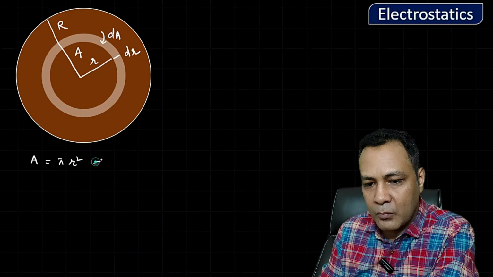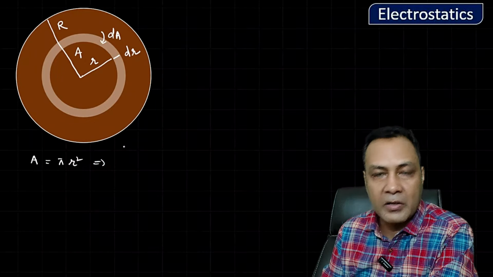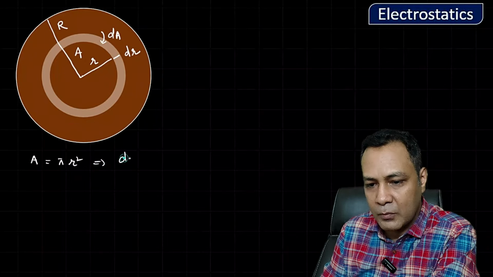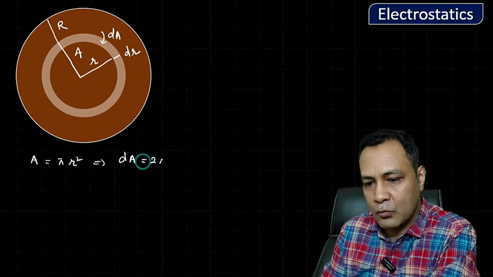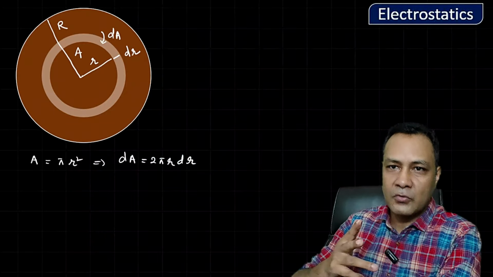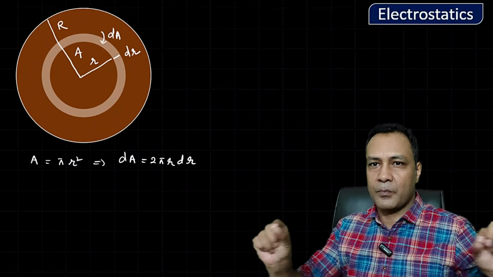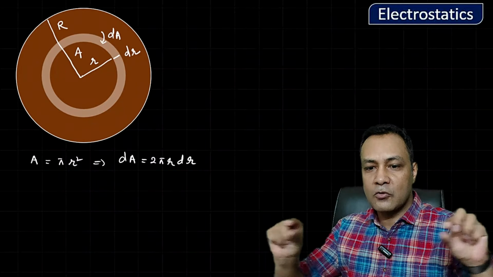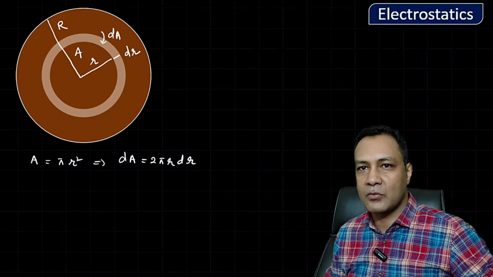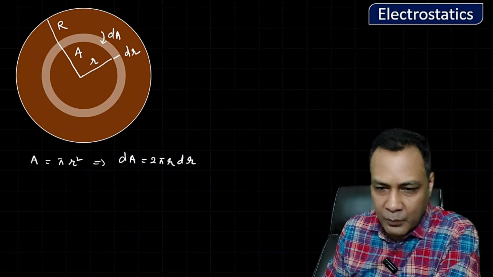So I can write from here dA by dr is 2 pi r. So dA would be 2 pi r dr. There is another way to get that. Suppose you just cut that ring, and after cutting, straighten the ring. So that ring would be of length 2 pi r and thickness would be dr. So area would be 2 pi r into dr.